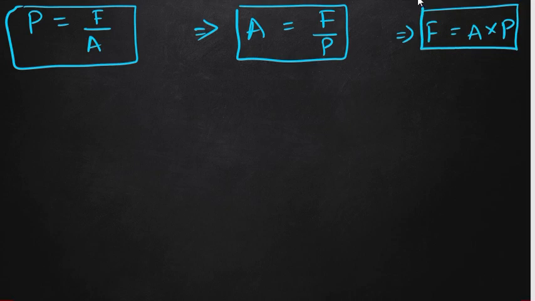So we have three formulas. We can find the pressure, P equal to F by A. We can find area, that will be force by pressure, and we can find force also. So force will be area into pressure. So using these three relations, we can calculate pressure or area, or we can calculate force also. Fine.